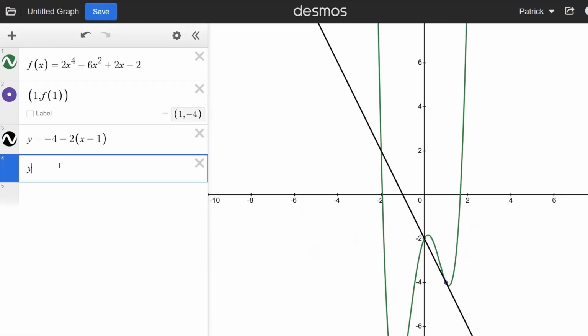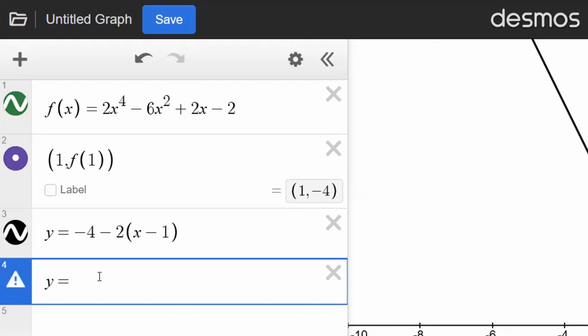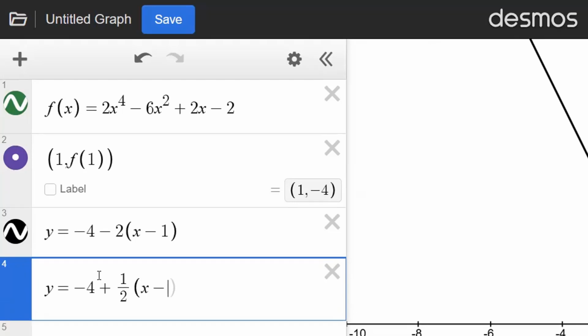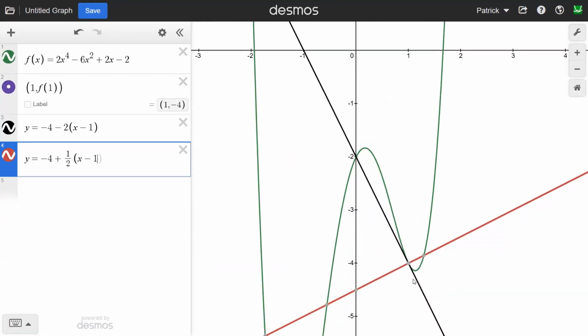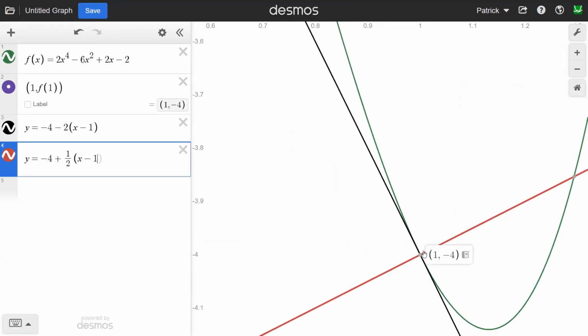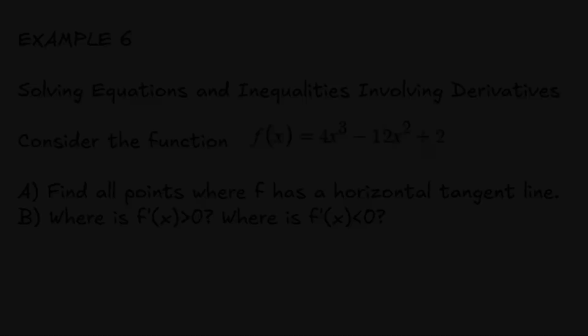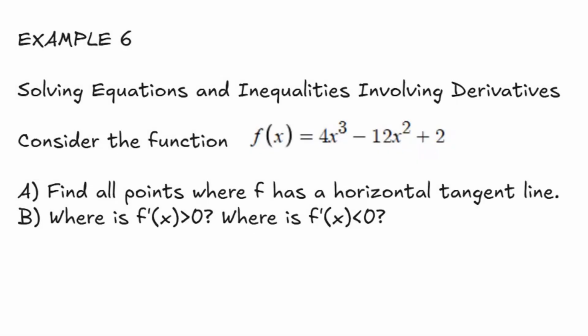And then the normal line, y equals negative 4 plus 1/2 x minus 1. And we could see down here, if we zoom in, that it looks like the red line intersects the black line at a 90-degree angle, so it's perpendicular. And there we have everything on the same graph. One other thing that you may need to do from time to time is solve equations or inequalities with the derivative of a function.